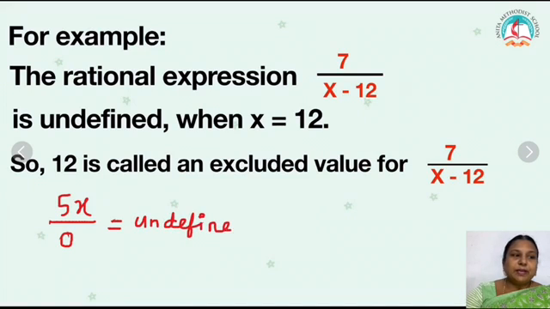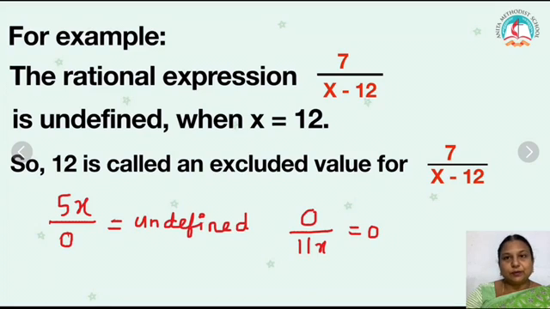So 5 by x, 5 by 0. If you have 0 in the denominator, it is undefined. We can't say it is 0. 0 divided by any number, any expression, you can say it as 0.